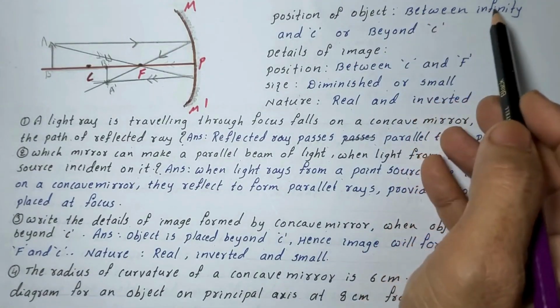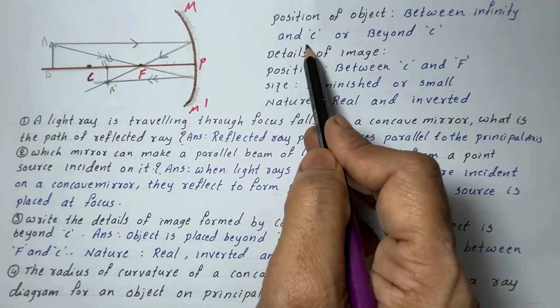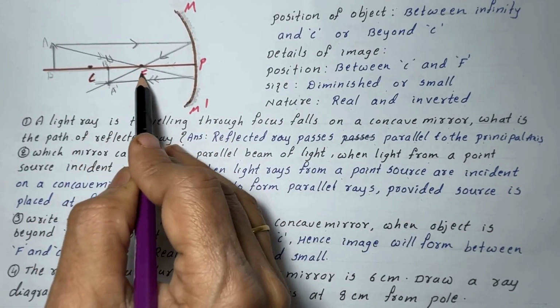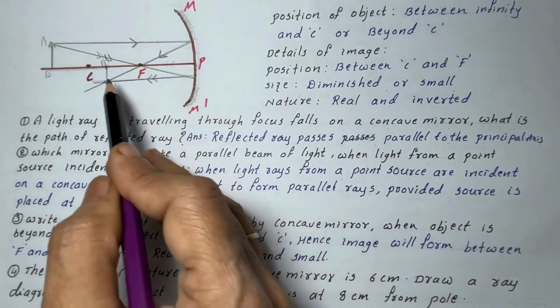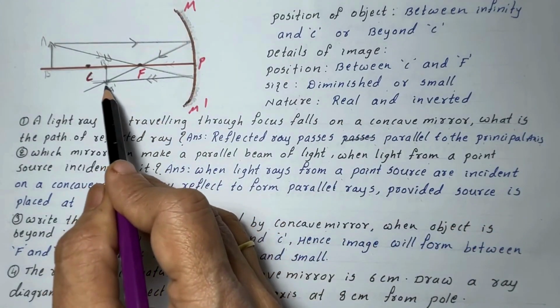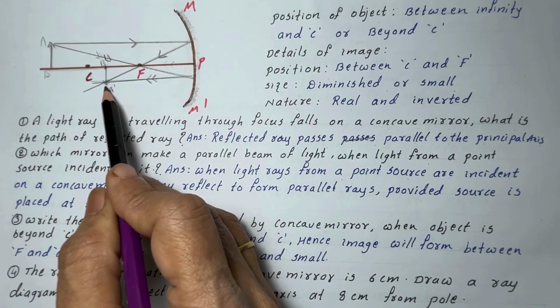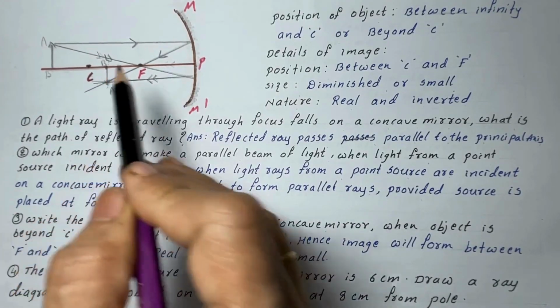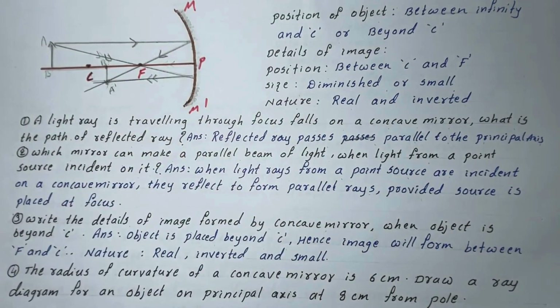So when the object is between infinity and C, the image is between C and F, and its size is diminished or small. The nature of the image is that it is a real image because it is formed by the actual intersection of the reflected rays, and it is an inverted image.